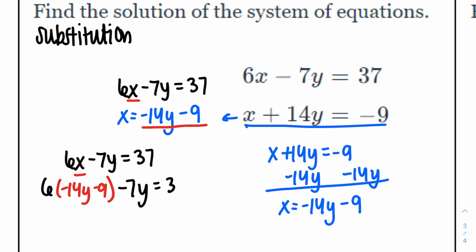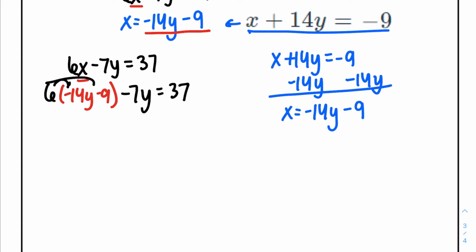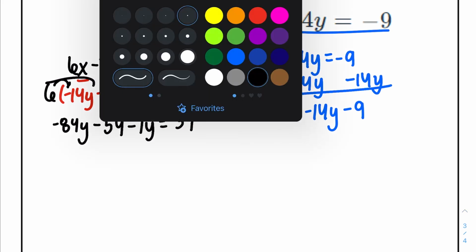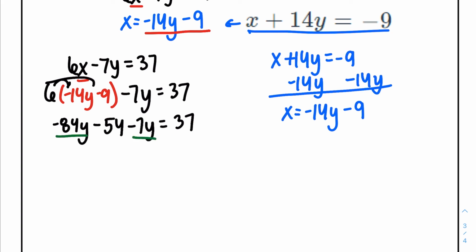Okay. Then after I replace, I distribute. So 6 times negative 14 is negative 84y. And 6 times our negative 9 is negative 54, or minus 54. All right, then we drop down our negative 7y and our 37 because they're untouched. Then from there we combine our like terms, and our like terms are the y's. So negative 84 minus 7y gives us a negative 91y.